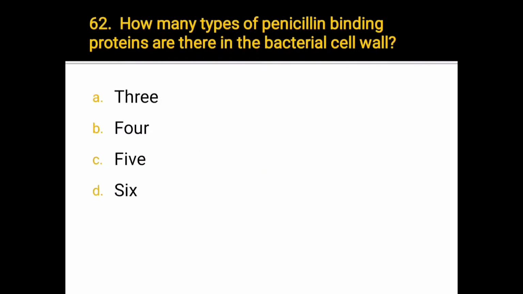How many types of penicillin binding proteins are there in the bacterial cell wall? A. 3, B. 4, C. 5, D. 6. Correct answer: D. 6.